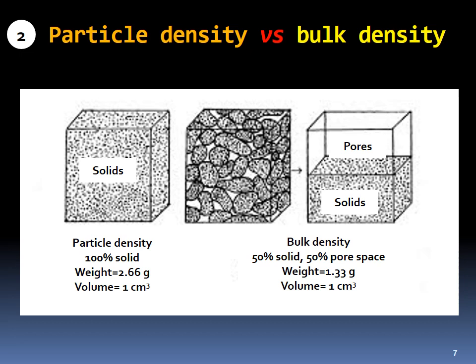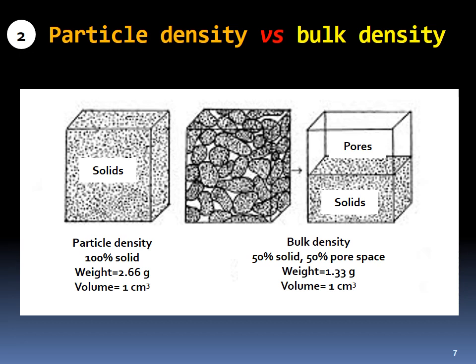Now, use the same volume to measure the bulk density, and keep in mind that the bulk density includes the pore spaces and the organic matter. So when you put everything together, you got, let's say, 50% solid and 50% pore spaces, and the mass was 1.33 grams. So your density will be 1.33 gram divided by 1 centimeter cubed, and that would be 1.33 gram per centimeter cubed.